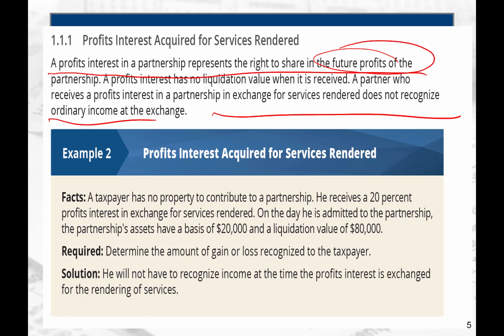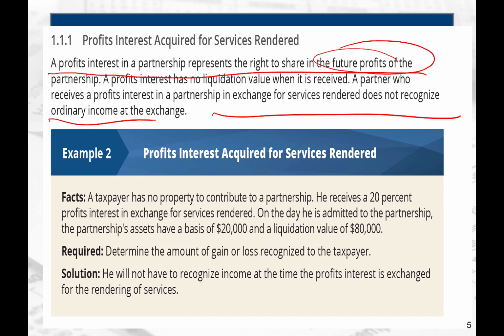Okay, so you take a look here. Taxpayer has no property. He receives a 20% profit interest in exchange for services rendered. On the day he is admitted to the partnership, assets have a basis of $20,000, liquidation value of $80,000, setting you up to think that, well, that should be what? Worth $16,000? No, because they haven't been given any share of that $80,000. They're only getting the right to what? Receive a share of profits that may or may not occur in the future, right?